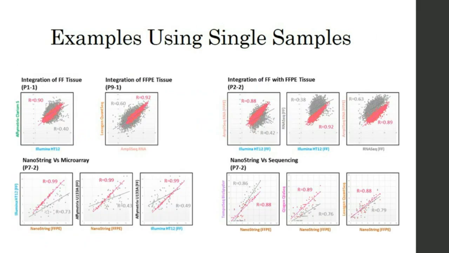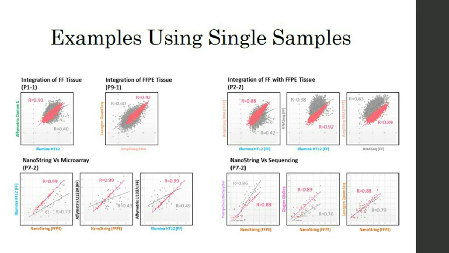So this slide here, one of my last slides, is really about some specific examples, specific comparisons with individual samples. The first one you can see, we're talking about the integration of fresh frozen tissue.